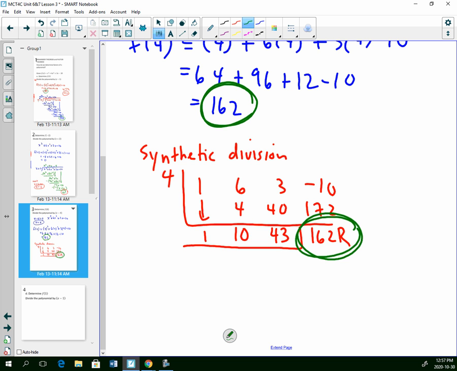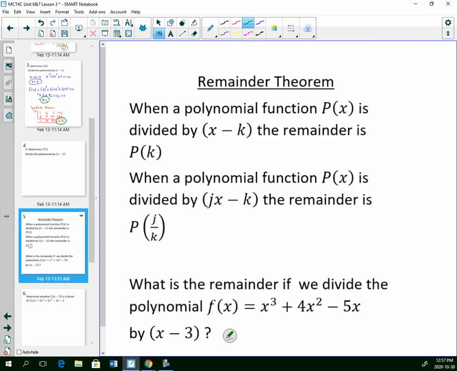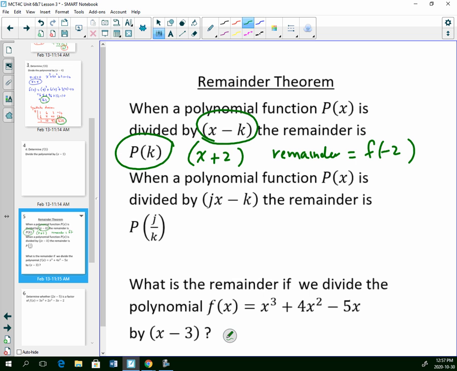So this is called the remainder theorem. So the remainder theorem says that if you have a polynomial and you divide it by some factor x minus k, so k is a number, the remainder will be the same as putting in the root k. So for example, if I divide by x plus 2, the remainder will be equal to f of negative 2. Okay, so solving for the root.